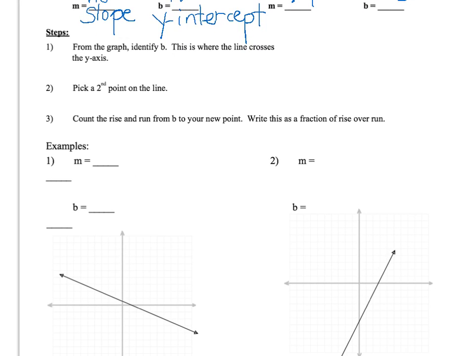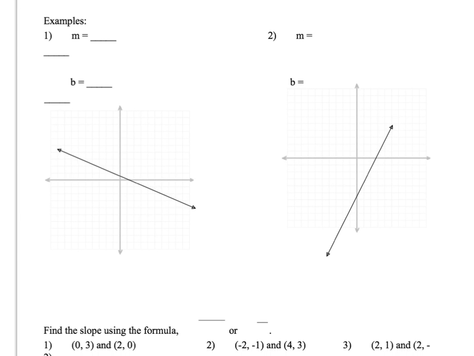So down here we have steps. We have steps to identify b, and then we have a second point that we want to pick on the line, and we want to be able to find the rise over run with that. And so we're going to find the slope and the y-intercept from just a graph.